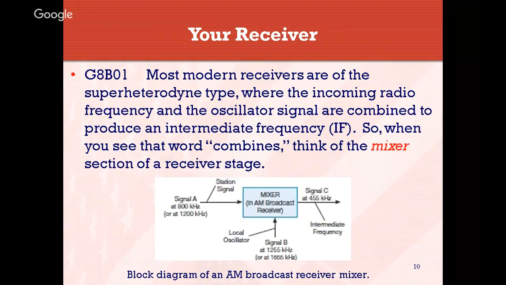And you see this block diagram of an AM broadcast receiver. Of course, your signal comes in to your mixer, and you have the different oscillators that produce the desired output, which is signal C. You see on the right hand side there, which is an IF, or an intermediate frequency. It goes further down the line.